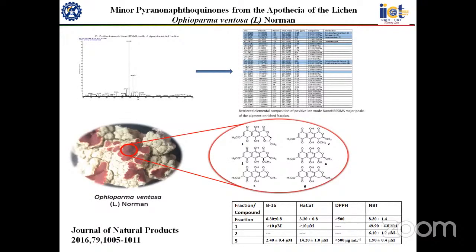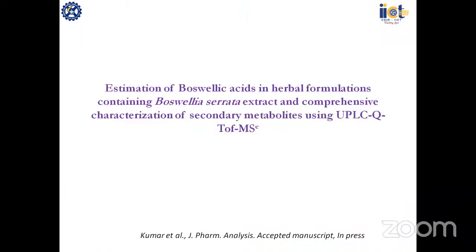And another lichen work where we have used this red color lichen, extracted it and then injected it in the UPLC MSMS to get the molecular formula and molecular weight of each and every compound. And based on this, we have done the purification and then identified the new compounds here. I have given them here, and all these new compounds were also tested for different activity, where they displayed moderate activity against the tested cell lines.